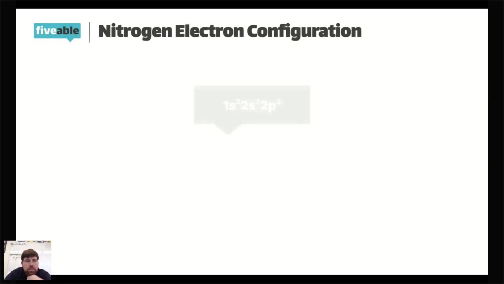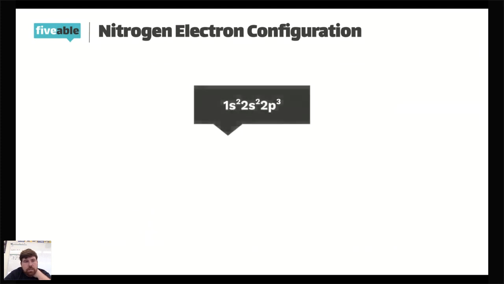1s2, 2s2, and 2p3. So as far as this goes, nitrogen has 2 electrons in the lowest energy orbital, the 1s orbital. It has 2 more electrons in the next highest one, which is the 2s orbital. And then it has 3 more electrons in 2p orbitals, all in the second energy level.